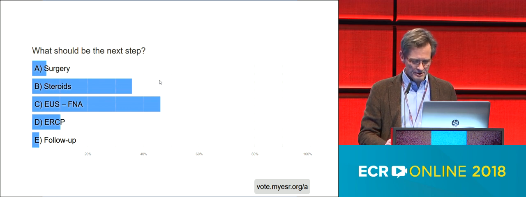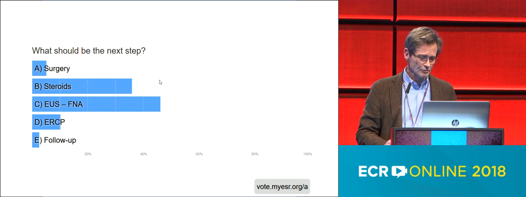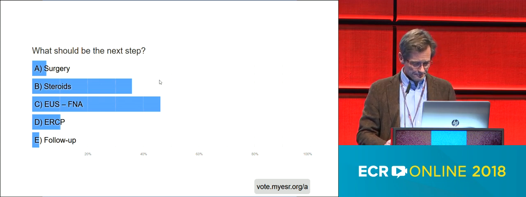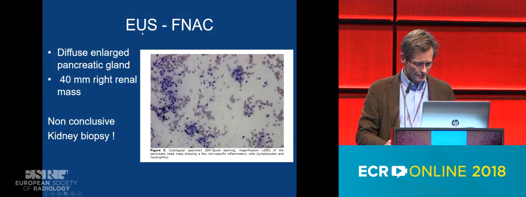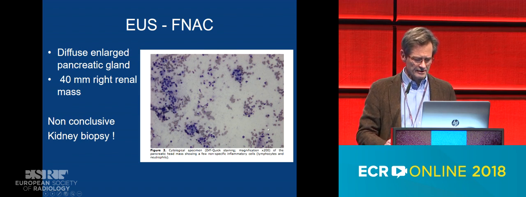So I remind you that this patient has an HIV positive background and that she has not been taking her medication for 6 months. So we went first to a USFNA that displayed, of course, an enlarged pancreatic gland with a 4 centimeters right renal mass that was not conclusive, at least the kidney biopsy, and the cytological specimen from the pancreatic head displayed an inflammatory lesion with no malignant cells, only lymphocytes and neutrophils.